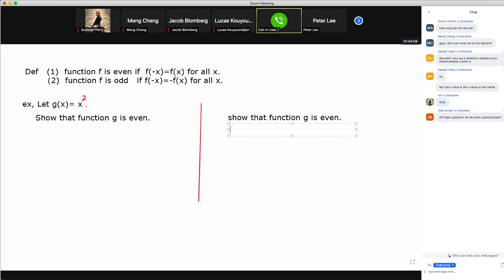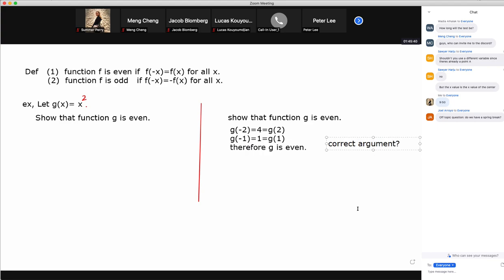How about this? g of 2 is equal to what? 4. g of negative 2 is equal to 4. And this is also equal to g of 2. And then g of negative 1 is equal to 1, which is equal to g of 1. And therefore, g is even. Do you think this is the correct argument? Yes. That's the correct argument?